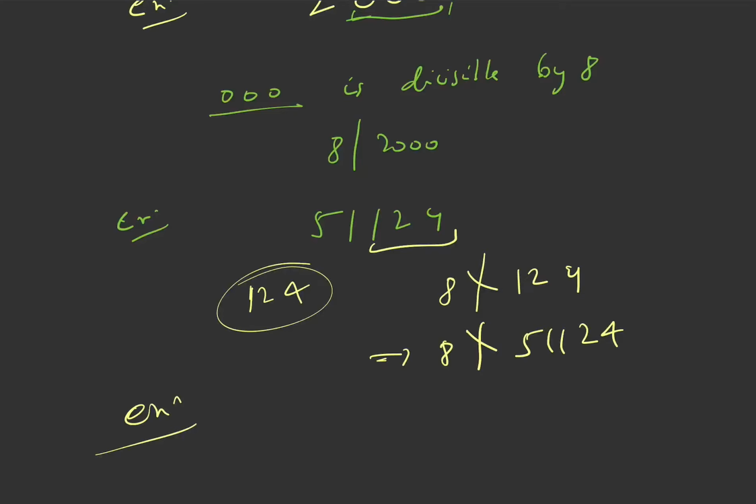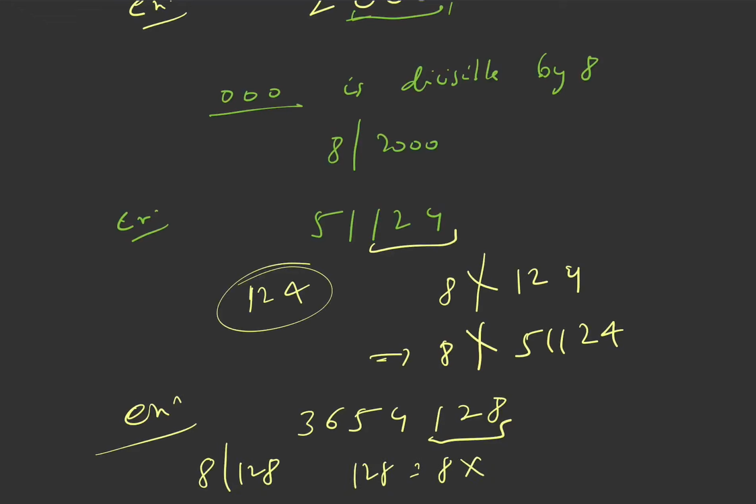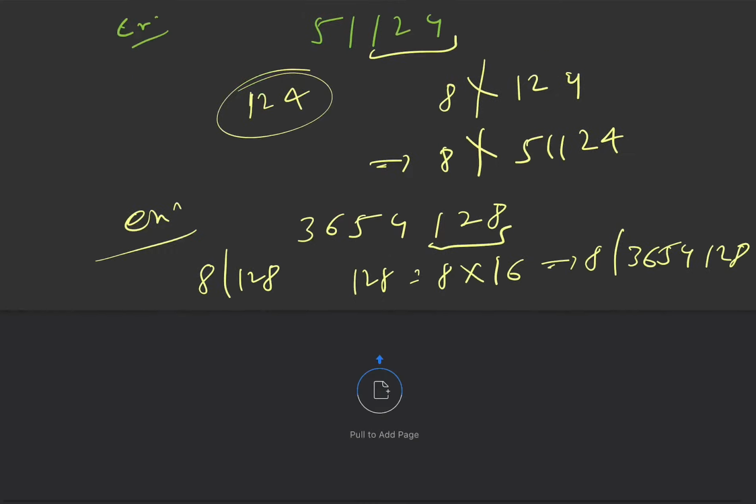Now say if I take 3 6 5 4 1 2 8, you need to check the last three digits only. So clearly 8 divides 128 because 128 is 8 into 16, right? So this implies 8 also divides this entire number, 3 6 5 4 1 2 8.